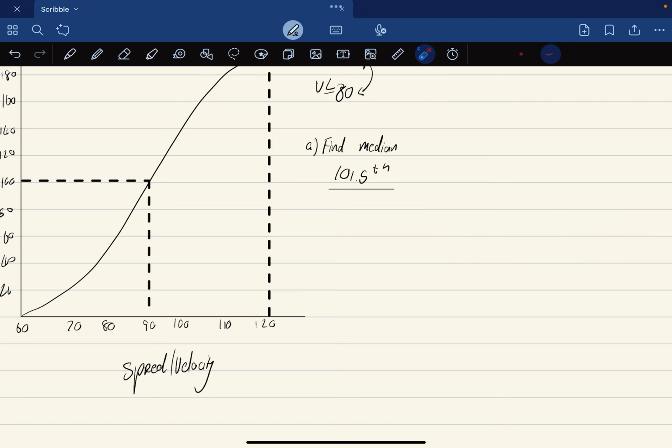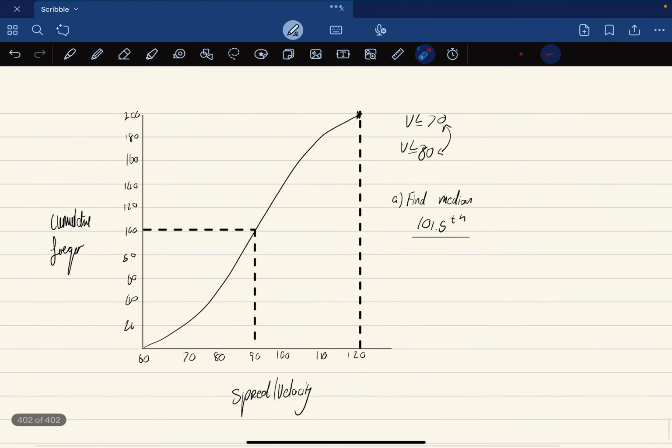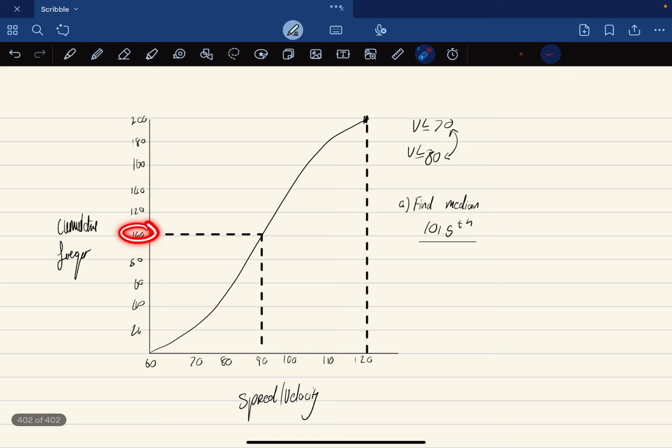Okay, so that's how you find the median. You find the middle value of number of people. So it's 100, move across, and it's 90. Cool. Obviously, please do check your graph. I don't have a nice drawn one here. If I check on the graph, it looks like it could be 90, but just make sure you double check that. And the next question is the interquartile range.